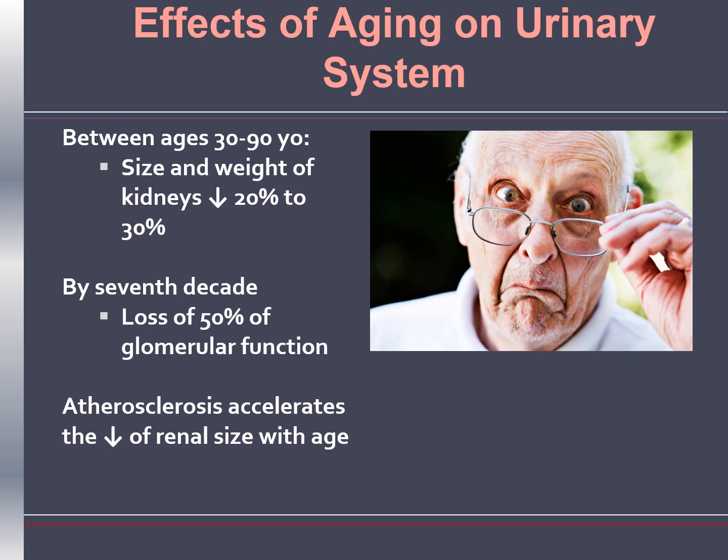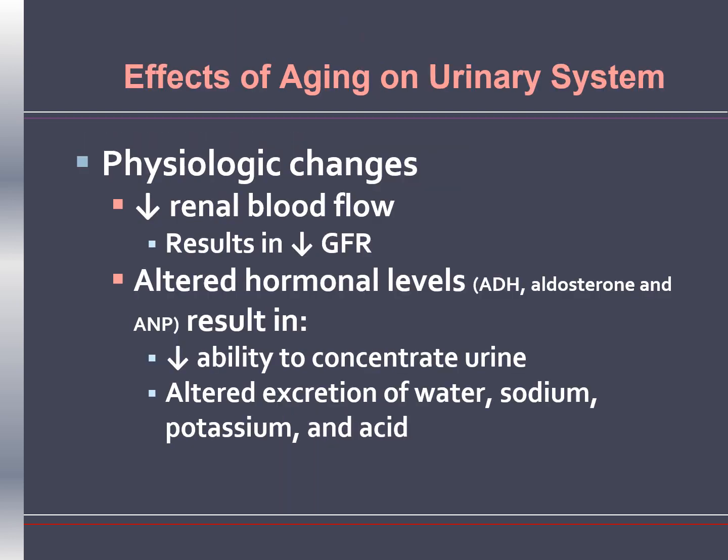Usually between the ages of 30 to 90, the size and weight of kidneys decrease by 20 to 30%. By the seventh decade, in your 70s, the loss is usually about 50% of your glomerular function. Those who are diagnosed with atherosclerosis usually accelerate the decrease of renal size with age. You also see a decrease of renal blood flow, which results in a decrease of GFR, and altered hormonal levels of ADH, aldosterone, and ANP, which result in a decreased ability to concentrate urine. This is usually altered excretion of water, sodium, potassium, and acid, so you'll see more electrolyte imbalances.